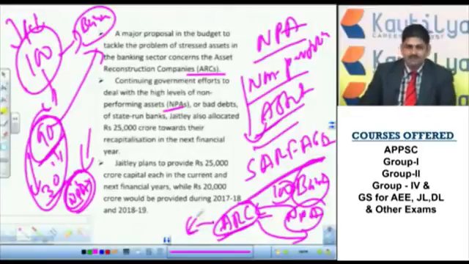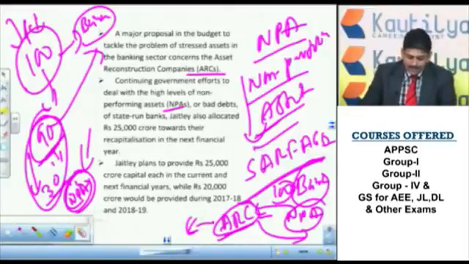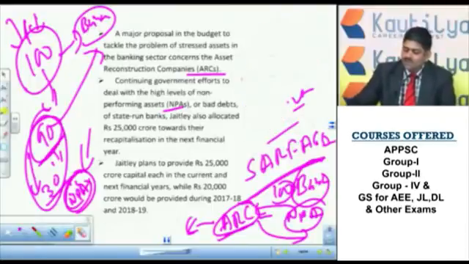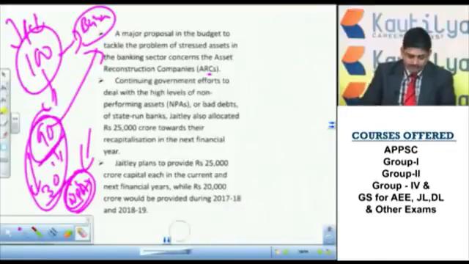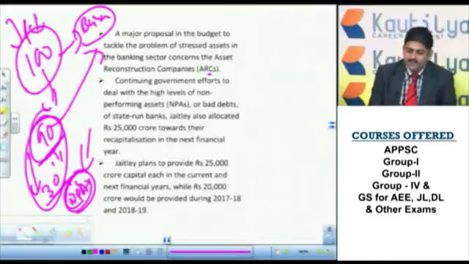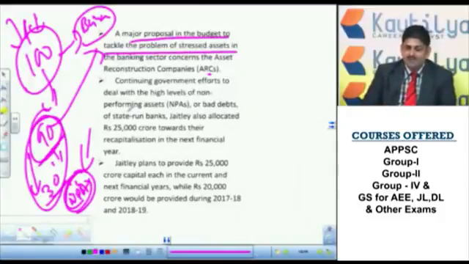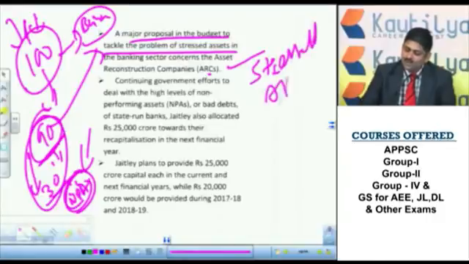Again, different ways are there. However, we are not going into detail about those issues, because here we are concerned about the budget. So this is a major proposal in the budget to tackle the problem of stressed assets. That means where there is a problem of recovery. So banks that are concerned, the Asset Reconstruction Company, a major proposal was proposed to solve these stressed assets. That means NPAs. What is that proposal?